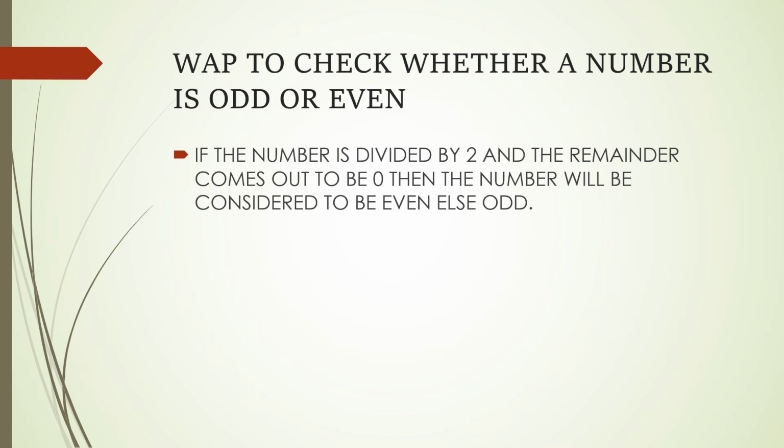So the next program is titled: program to check whether the number is odd or even. So here we will check whether the number given by the user is odd or even. The basic concept behind this is that if the number is divided by 2 and the remainder comes out to be 0, then the number will be considered to be even, else odd. Now we will implement this idea into our flowcharts and pseudocode.